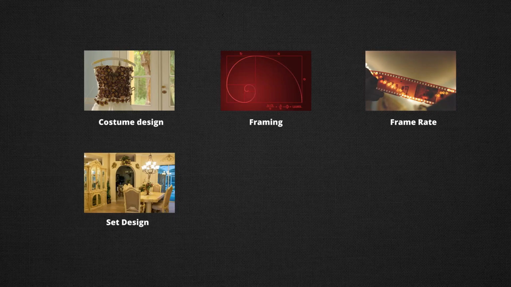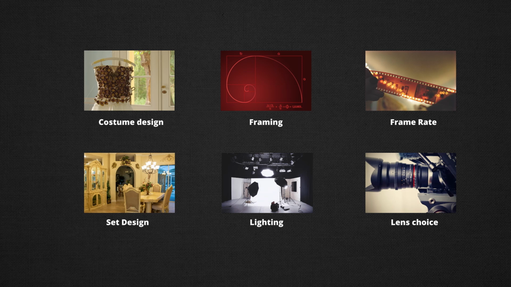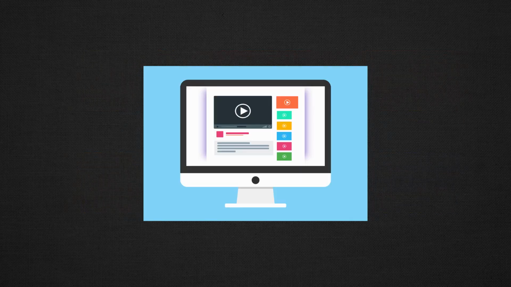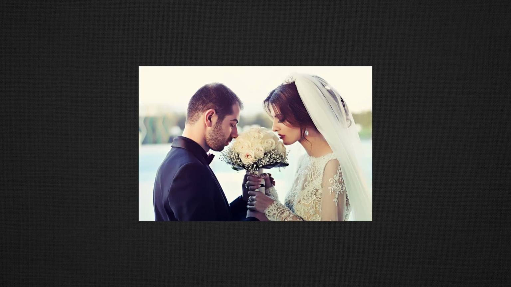Word of caution: to get a cinematic look, you have to shoot with cinematic in mind. Think about custom design, framing, frame rate, set design, lighting, lens choice. Also, think about what kind of project it is and what is appropriate to that project. I'll show you what I mean by that.